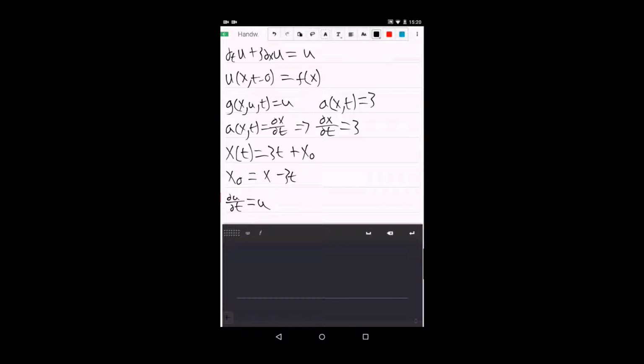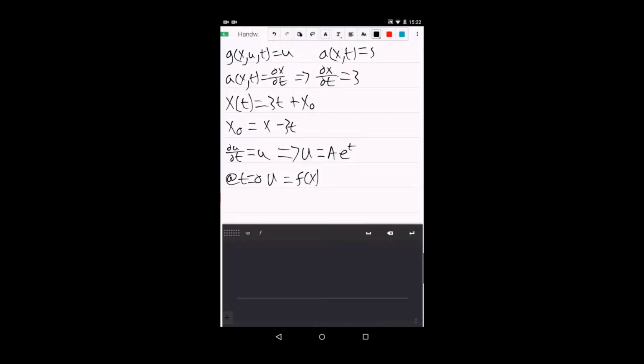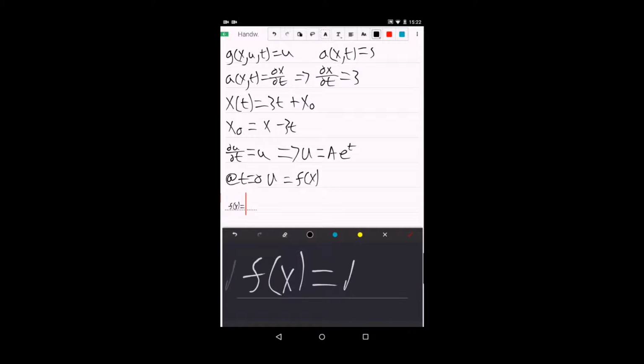That's something that we've also seen before, and we know that the solution to this ODE is that u equals a times e to the t. We know our initial condition: at t equals 0, u equals f of x. So then plugging t equals 0 into our u, we get that f of x has to equal a.